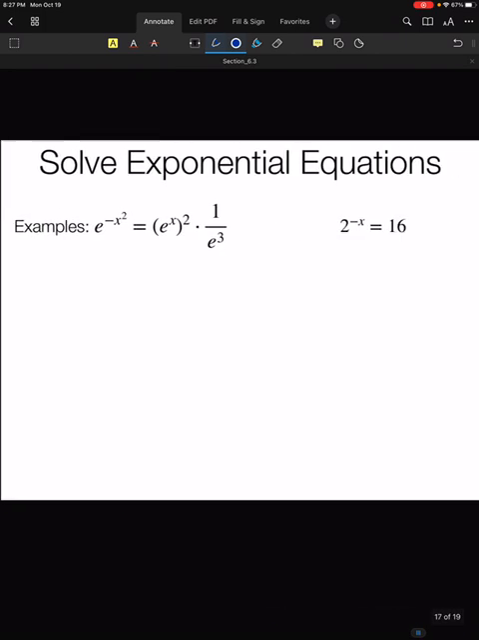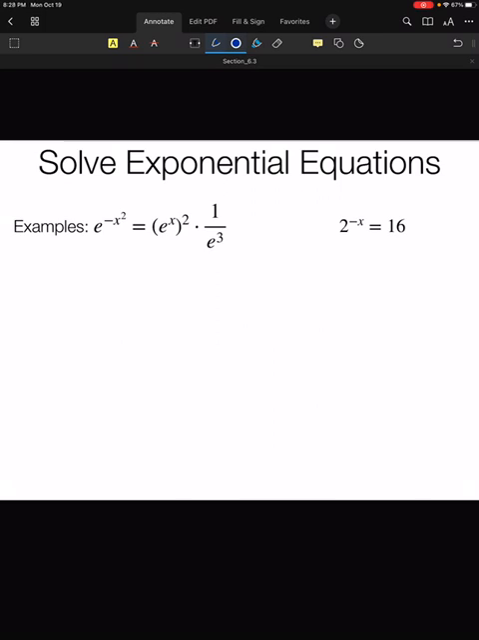Okay. So here I have e raised to the negative x quantity squared, or e raised to the negative x squared. Okay, not quantity squared. Equals e raised to the x quantity squared times 1 over e cubed. Okay, so I have base e almost everywhere, but it's not quite in the form that we want it.